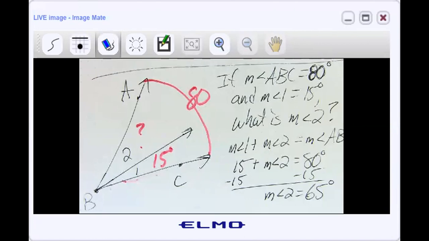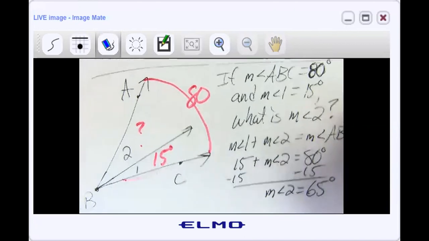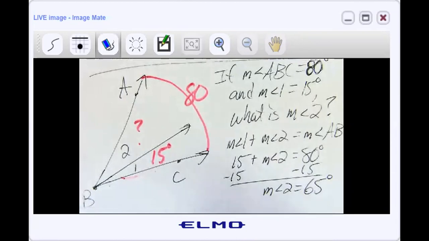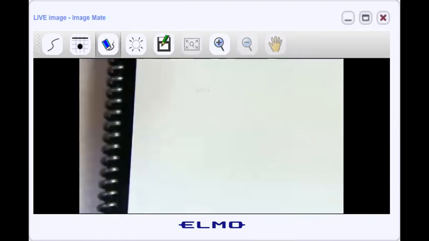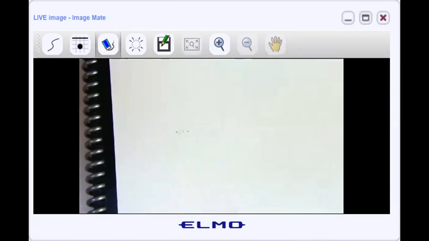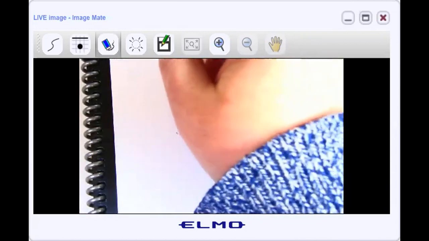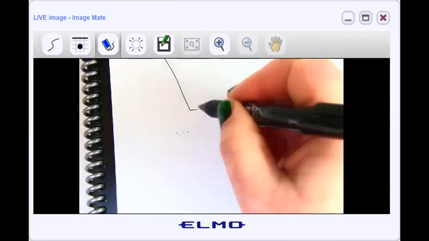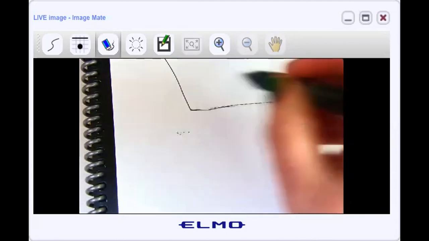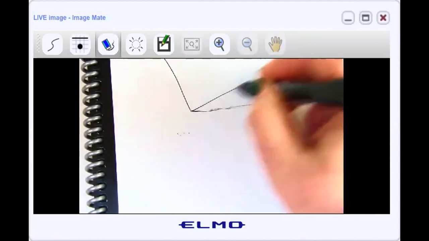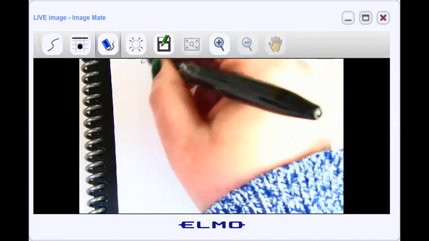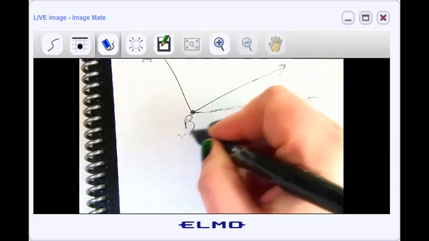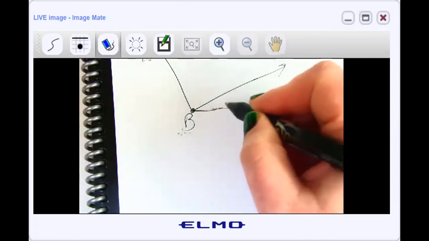So let me show you an example of a time that I would want to see some work done out. Let's go ahead, and I got to flip the page here. Okay, let's try this one. I'm going to give you some angle like this here. So, again, I'm not that original, so I'll just call it ABC. And I've got angles 1 and 2.